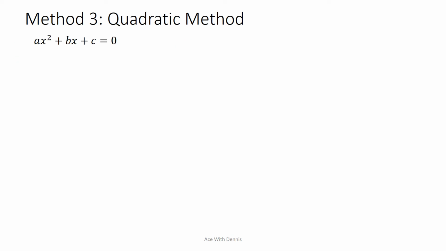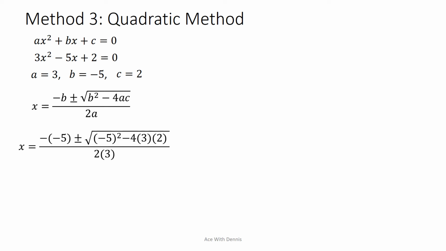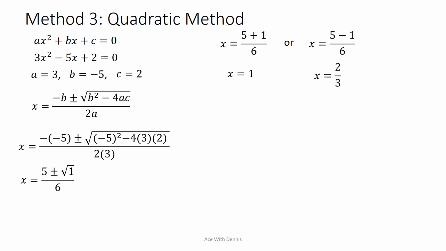So we know that the general quadratic equation is ax squared plus bx plus c equals 0. And our equation is 3x squared minus 5x plus 2 equal to 0. Hence, a is 3, b is negative 5, and c is 2. So the formula is x equals negative b plus or minus square root of b squared minus 4ac, over 2a. By substituting the values into the formula, we get x equals 5 plus 1 over 6, or x equals 5 minus 1 over 6, and the answer is x equals 1, or x equals 2 over 3.